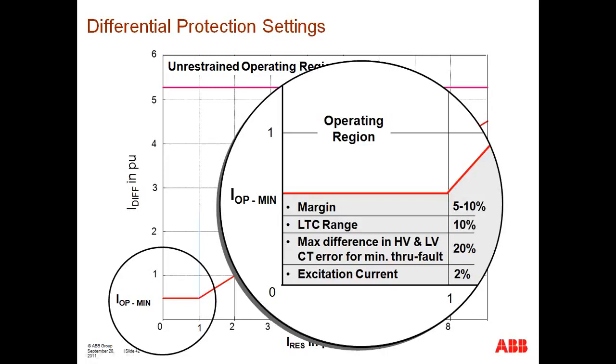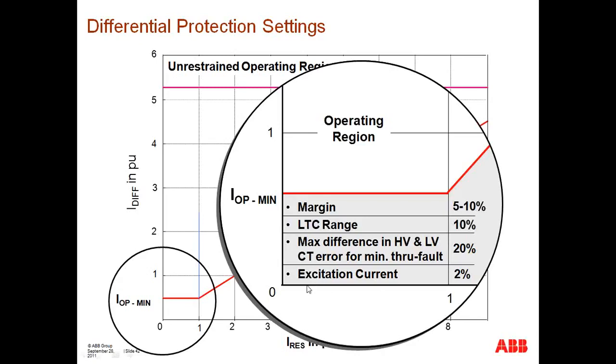So you're always going to end up with a slope setting with a minimum operating setting that's anywhere between 0.3 to 0.4. Okay, if your load tap changer range is higher, then you need to account for that as well, in turn resulting in a higher minimum operating current.